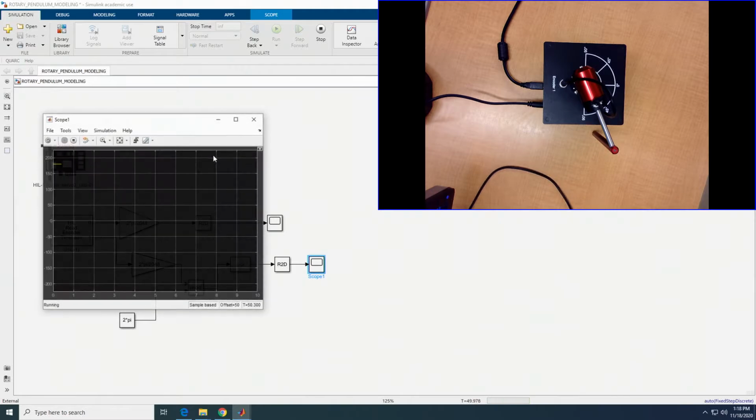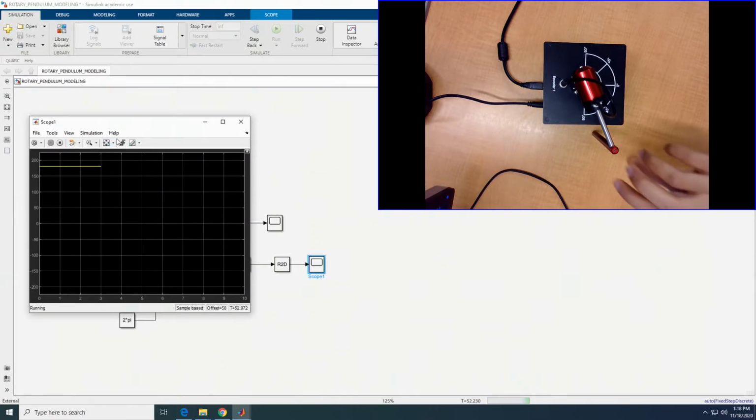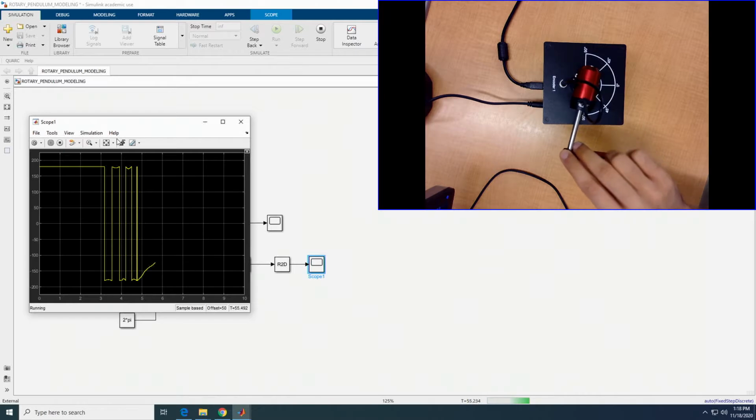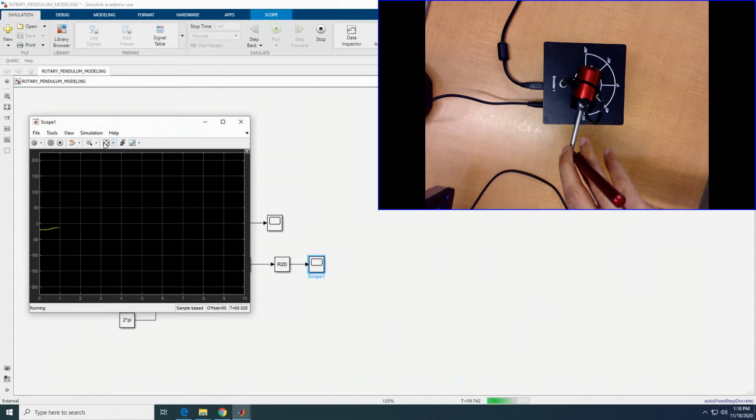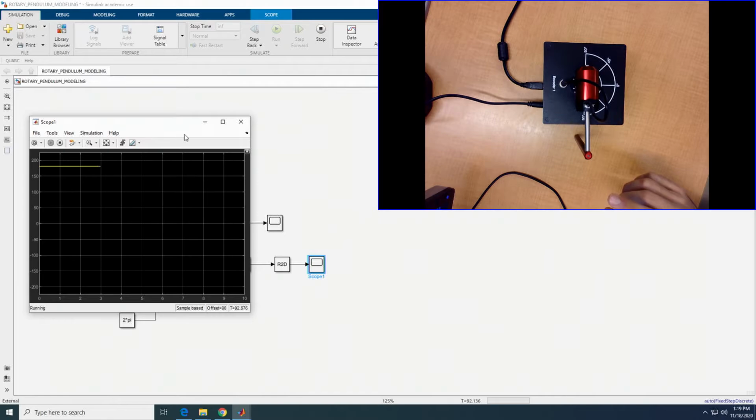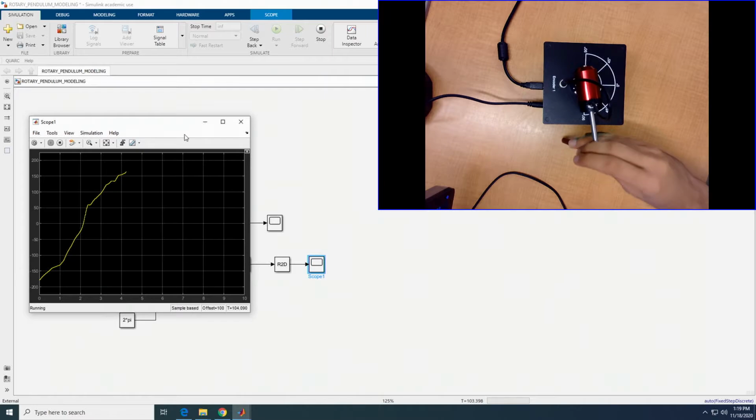And also for the readings for the pendulum, if I rotate it counterclockwise and into an upright position, you can see that it gradually approaches 0. I can also verify if the pendulum angle deviates from the 0 to 360 degrees range by rotating it more than one round. I can see that the value shoots back to negative 180.